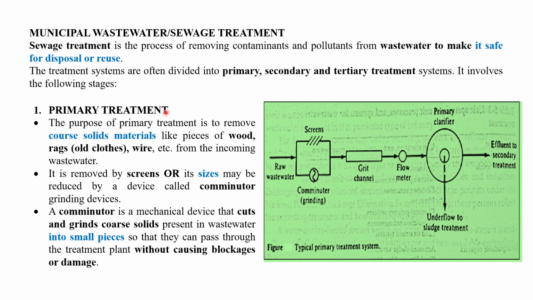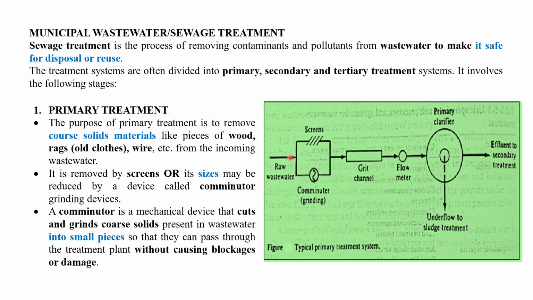In the case of primary treatment, the purpose is to remove the coarse solid materials like pieces of wood, rags, wire, etc. from the incoming raw wastewater. These are removed by screens, or their sizes may be reduced by a device called a comminutor grinding device. We can see this is the primary treatment plant.